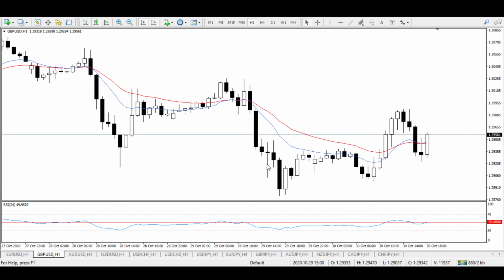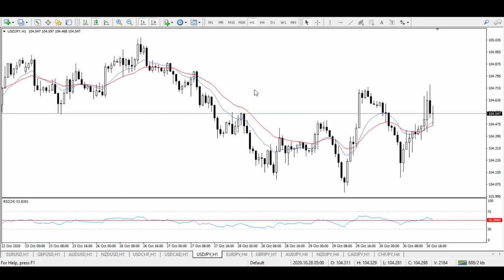But I'm not making an entry in GBP USD. Rather, I'm going to trade GBP JPY because I have seen something on USD JPY which is giving me more confidence to buy GBP JPY instead of buying GBP USD. So let's go to USD JPY. The tendency of downtrend has already been broken.